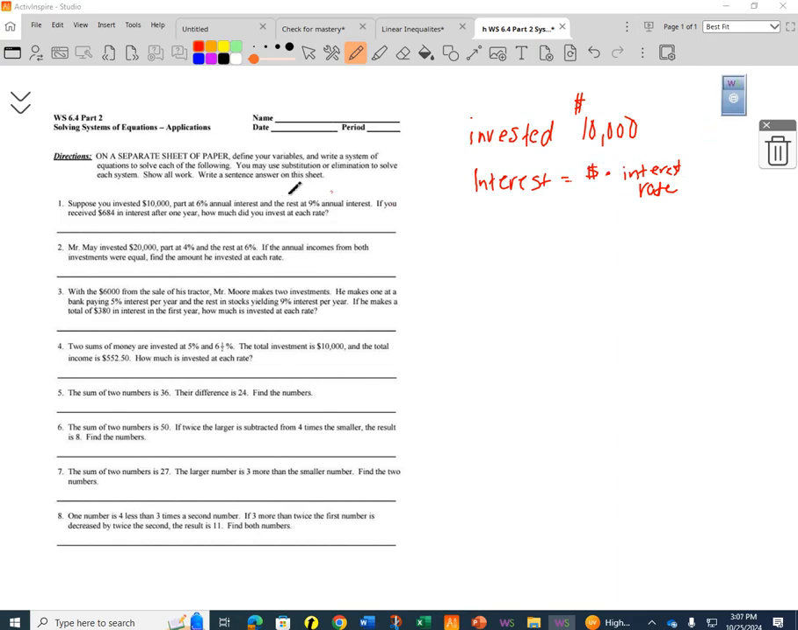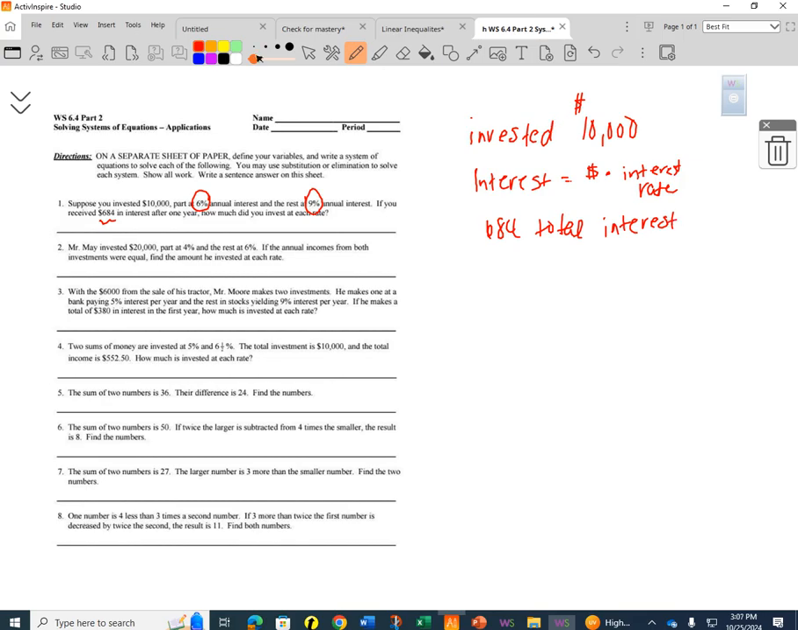So we know that some of the money we invested, we earned 6%. Some of the money we earned 9%. But we know we earned a total of $684. So some amount of interest earned on this money, some amount of interest earned on this money. We know the total interest was $684.